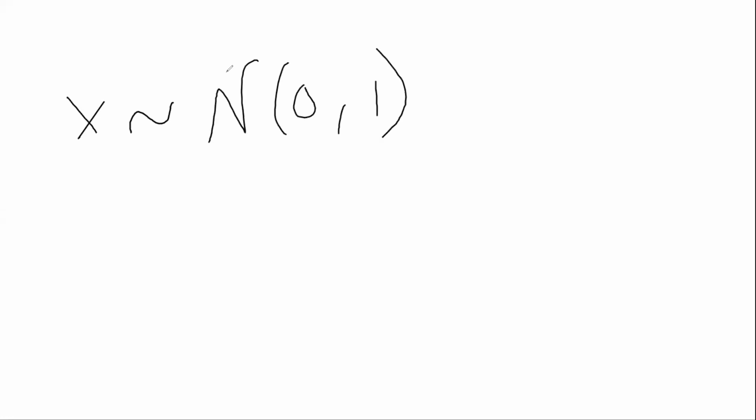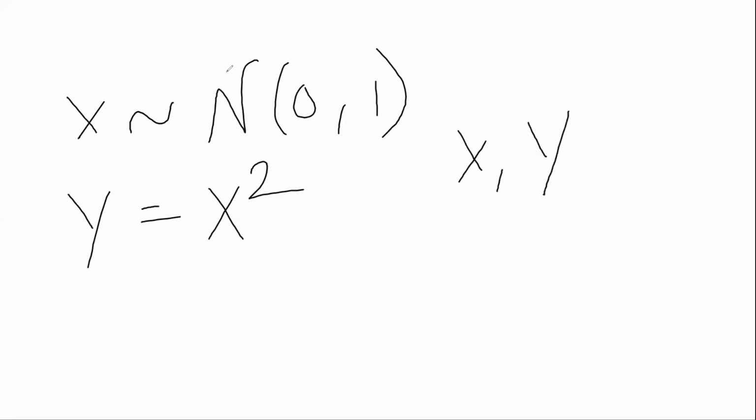Just to drill the concept home, let's say you have a random variable x that's sampled from a standard normal distribution. Then you have another random variable y, which is just x square. So now here x and y are obviously not independent because, as you can see, once you know x, you can get y.